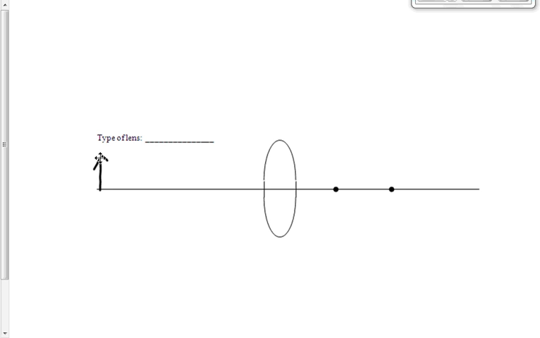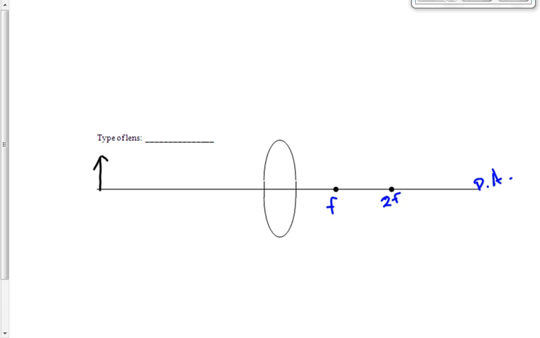Let me label a couple things actually before I do that. This is called what? It's called the principal axis. This is called a focal point. We're not going to call this one the center of curvature this time. We're going to call this just twice the focal length. It would correspond to, on a mirror, the center of curvature, but it's not actually the center of a circle for a lens. So we're going to call it twice the focal point. We've got our object beyond twice the focal point, way out there.